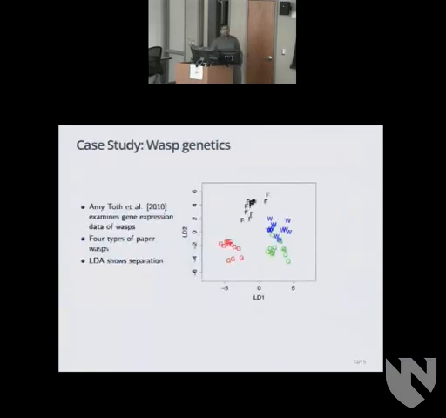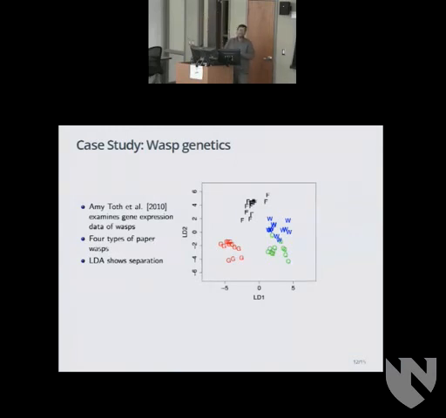So let us have some case studies, okay? We applied this method in several scenarios. This is one of the scenarios. This is about the pepper wasp. Amy Toth, an Iowa State University faculty member, actually works with wasp genetics. She has these 4 types of pepper wasps, colored by different colors here and labeled with letters F, W, Q, and G. And she collected some multidimensional data, with a lot of variables.